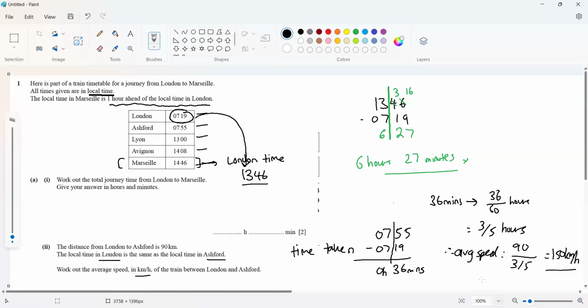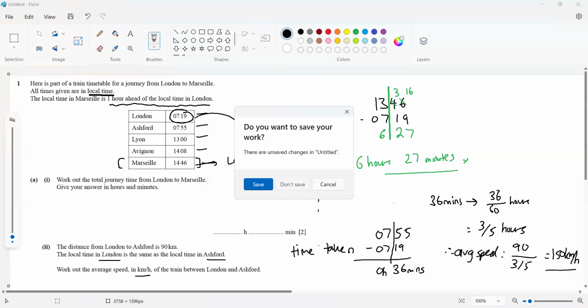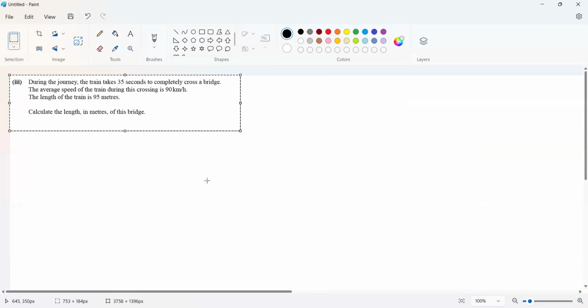So moving on to question 2, part 3. Let me just grab the question. In part 3, during the journey, the train takes 35 seconds to completely cross a bridge. The average speed of the train during this crossing is 90 kilometers per hour. The length of the train is 95 meters. Calculate the length in meters of the bridge.